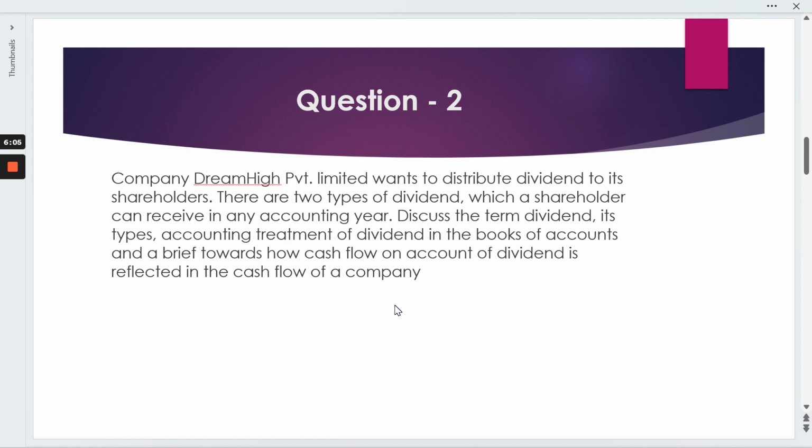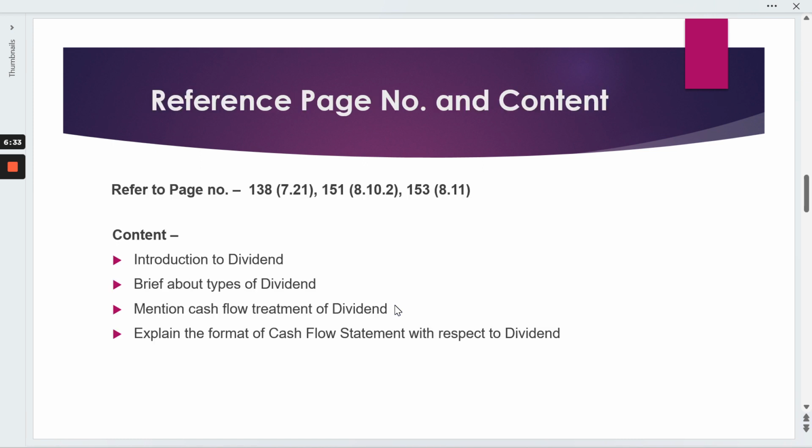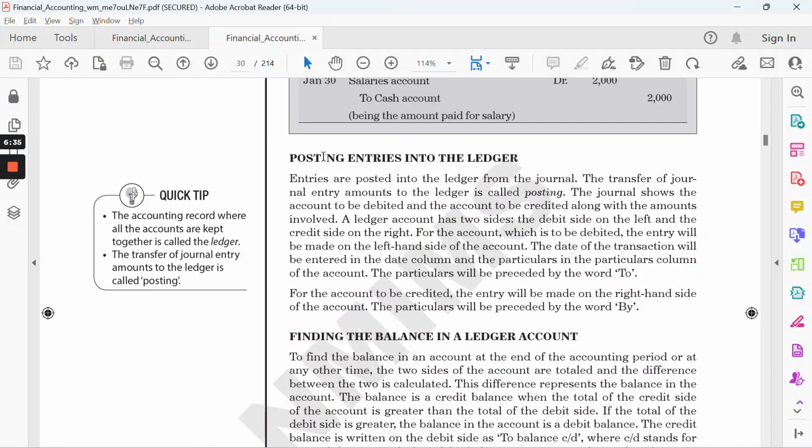The second question states: the company Dream High Private Limited wants to distribute dividend to its shareholders. There are two types of dividend which a shareholder can receive in an accounting year. Discuss the term dividend, its types, the accounting treatment of dividend in the books of account, and briefly how the dividend is reflected in the cash flow of a company. So it's completely theoretical, where you need to write about dividend and related points. So let's see what needs to be written and which page numbers to refer to.